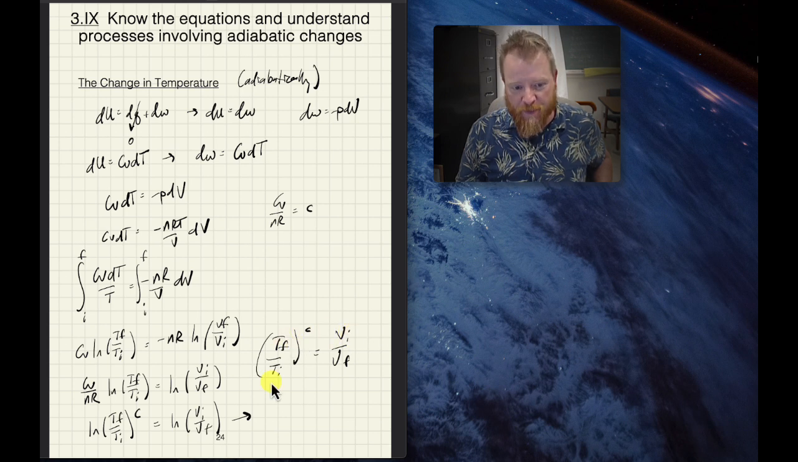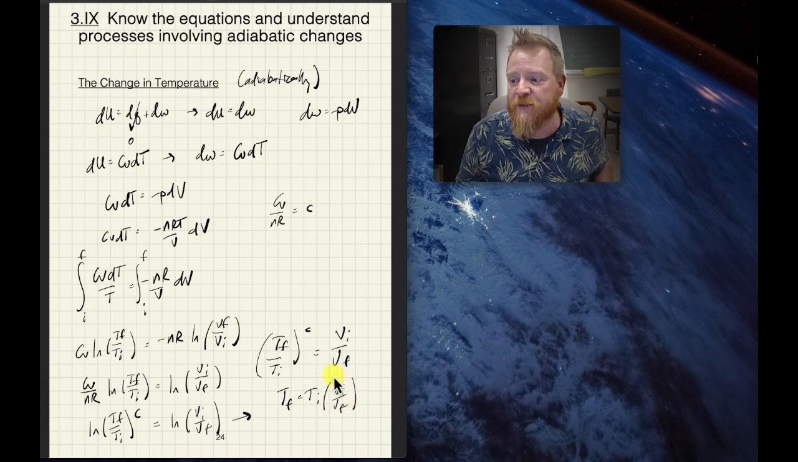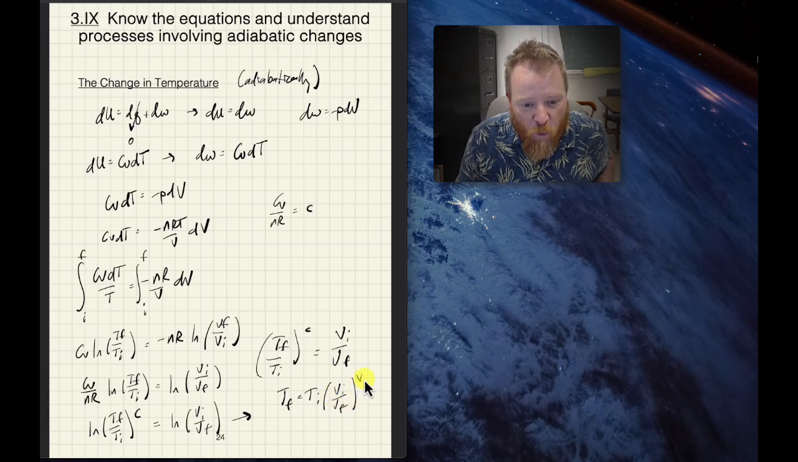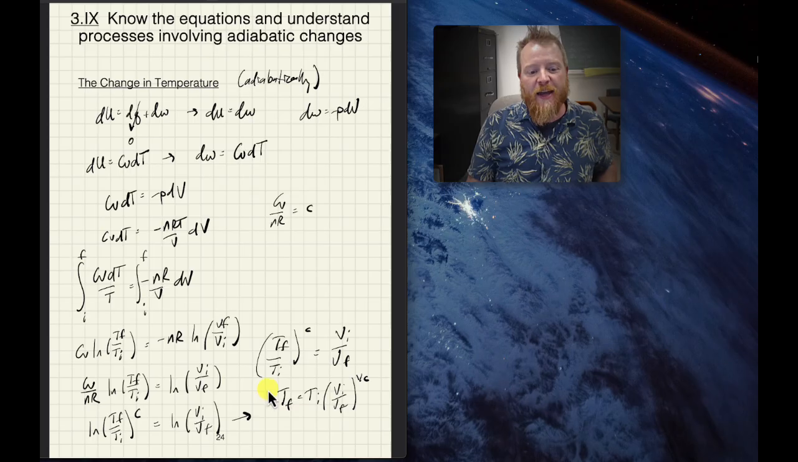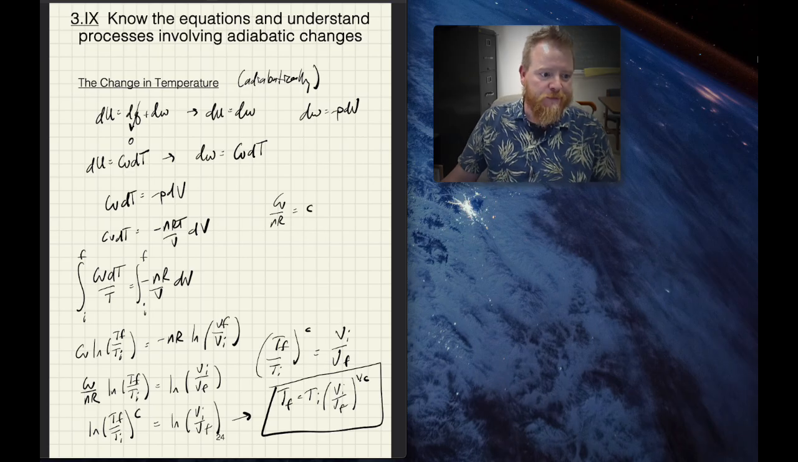side, and I'm going to move the T over to the other side. And that's finally going to allow me to write TF equals TI multiplied by the ratio VI over VF, and that will be raised to the power 1 over C. And that was that equation that I showed you at the very beginning. So awesome stuff here. Okay.